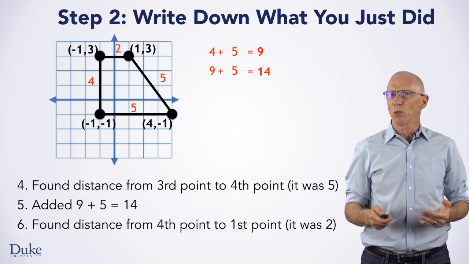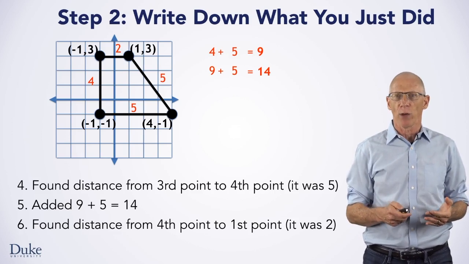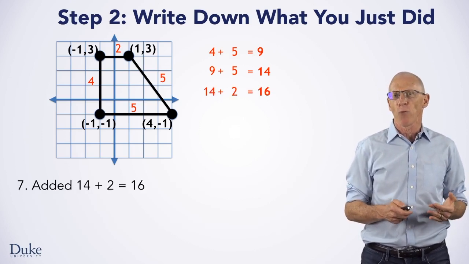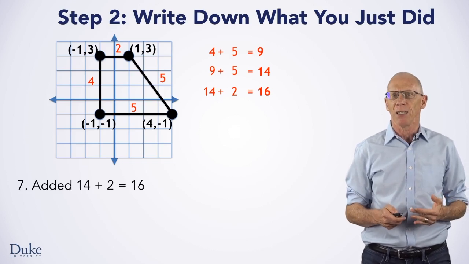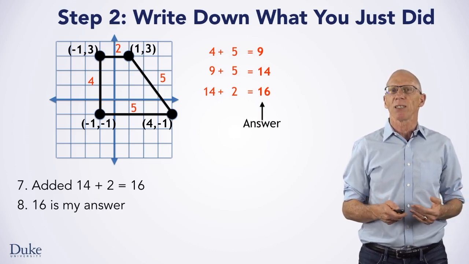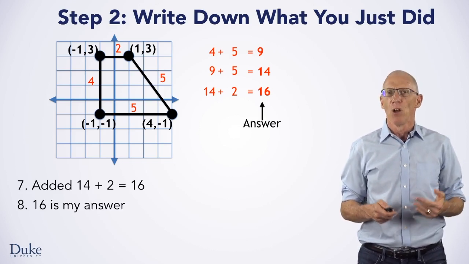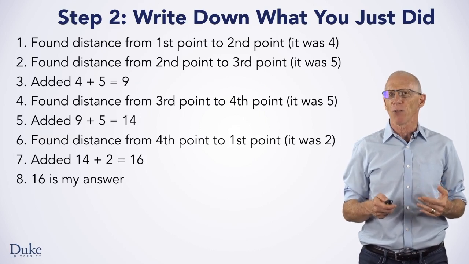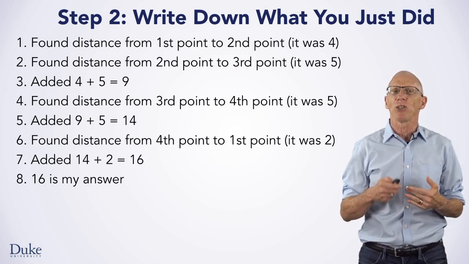Then we found the distance from the fourth point back to the first point, which is 2, and we added 14 plus 2 to get 16. Last, we said that 16 was our answer. So we can write down the steps to solve this particular instance of the problem, as you can see here.